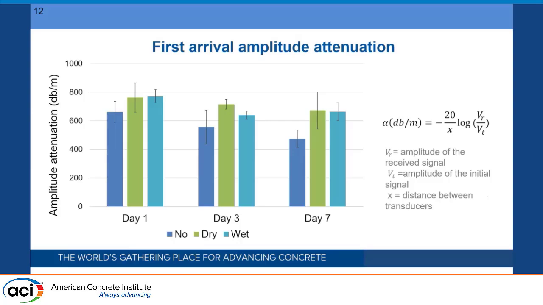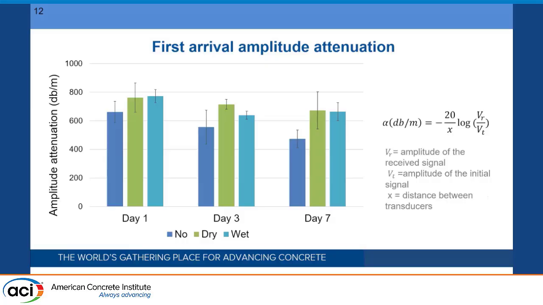The next parameter that we looked into was the first arrival amplitude attenuation. This attenuation is a ratio between the first arrival amplitude of the received signal over the transmitted signal. Here we can see that with age, the attenuation decreased for almost all specimens, which means that the signal transmission got stronger, and there were fewer discontinuities in the specimens with age.